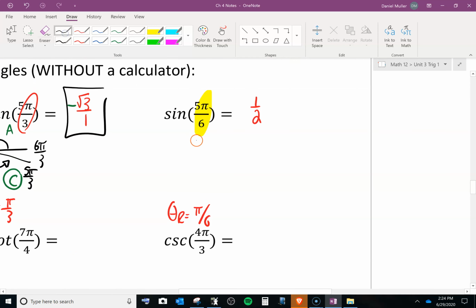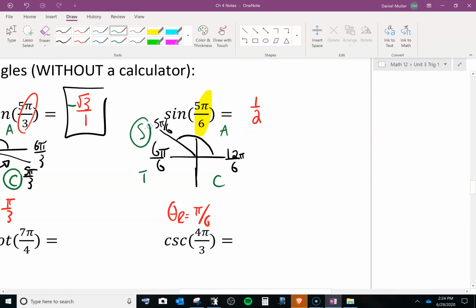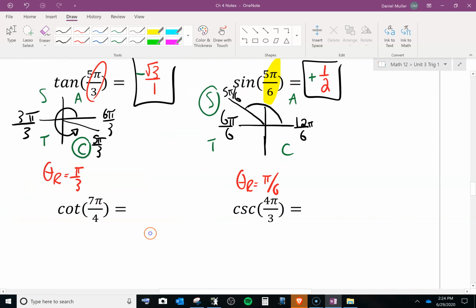And now I need to just figure out which quadrant I'm in. So this is pi, and this is 2 pi. But 6's, I'll make this a 6 over 6 and a 12 over 6. Now 5 comes just before 6, so it'll be somewhere here, 5 pi over 6. And which quadrant is that in? C-A-S-T. It's in the S quadrant, so sine is positive. I have a sine, so I'll make it positive. And there we go.